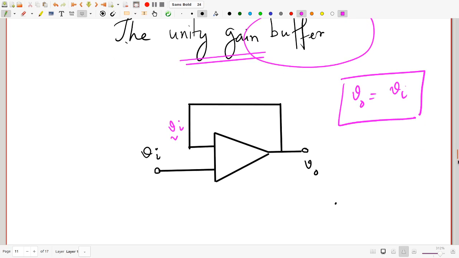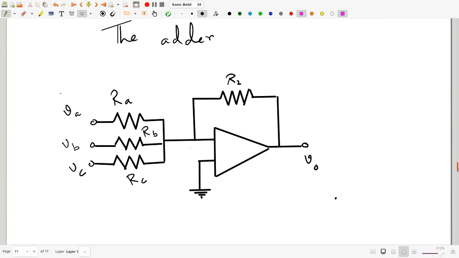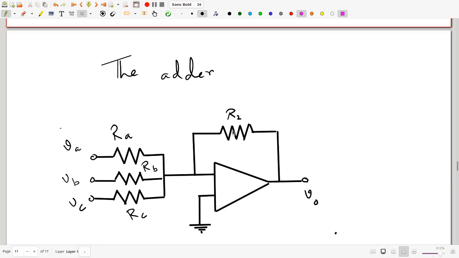Now, just to quickly run through a few more circuits, the adder. Well, here we have essentially something which looks like the inverting amplifier, but instead of using one resistance R1 here, we are using three resistors RA, RB, RC, and we're connecting this to three inputs VA, VB, VC. Well, analyzing this circuit is child's play once again. This is at 0 volts. So this is almost at 0 volts, virtual ground. The voltage drop across the three resistors are VA, VB and VC respectively.